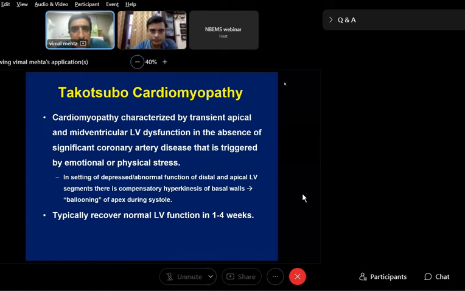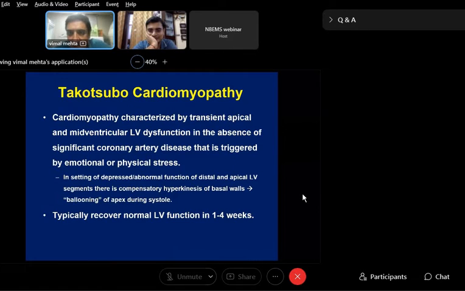So these are a few words about Takotsubo cardiomyopathy. LV function recovers in 1 to 4 weeks. And there is the question of why it occurs. Tell me why it occurs. It is already written over here, unfortunately. Emotional or physical stress. There is a similar syndrome called happy heart syndrome, which has an almost similar presentation.